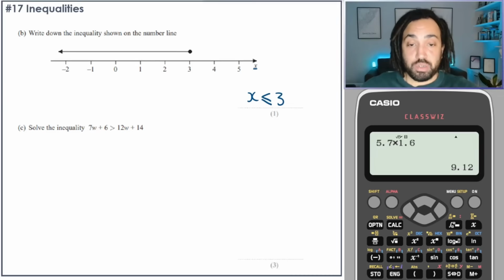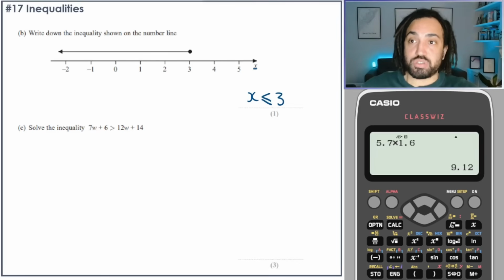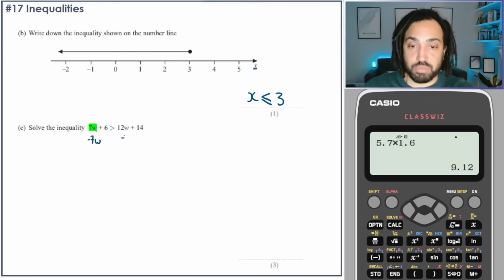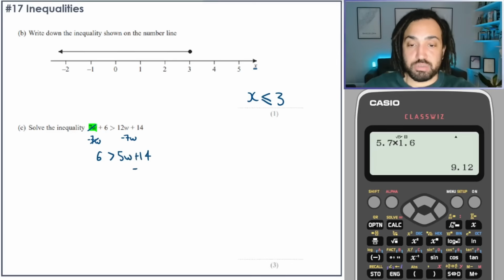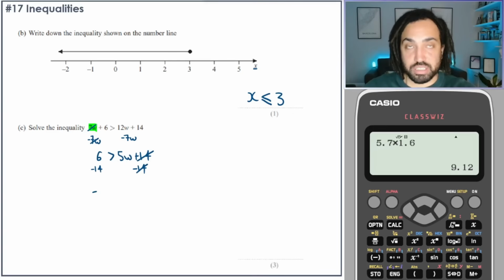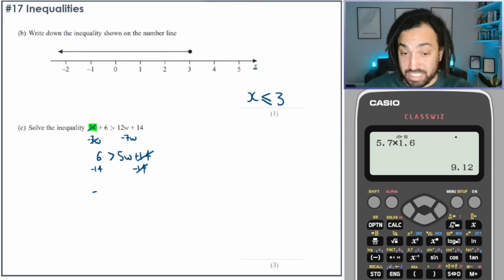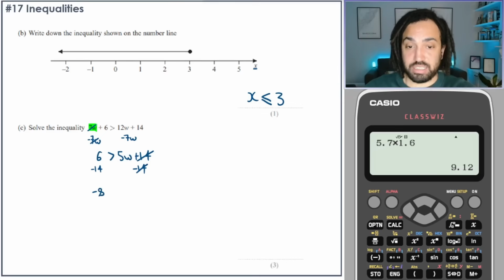Okay, let's solve this inequality. Again, what we're going to do is look for the smallest w term, so that's 7w. We're going to take 7w from both sides to cancel. So cancel, cancel, and that leaves me with 6 on that side. 12w minus 7w is 5w plus 14. We're going to subtract 14 from both sides to try and isolate the w. Cancel, cancel, so that leaves me with minus 8.